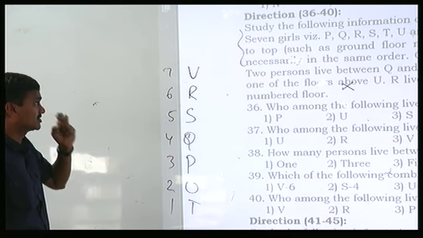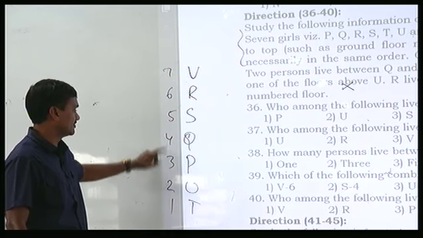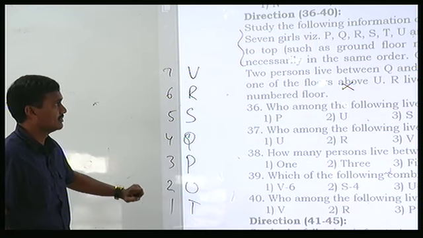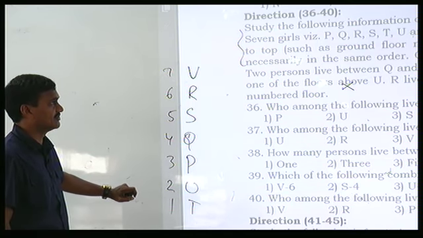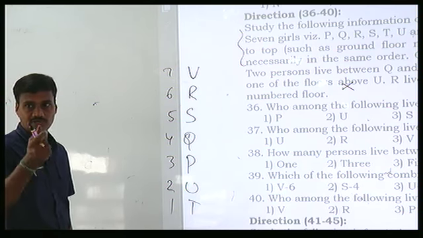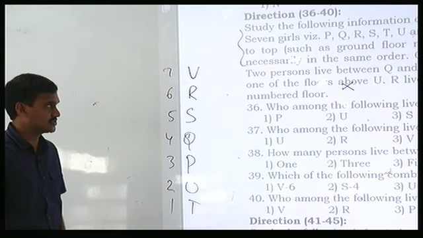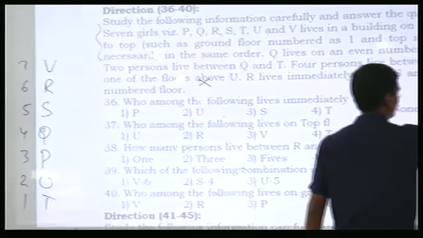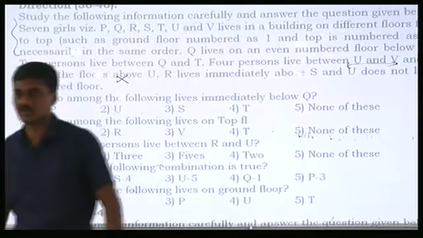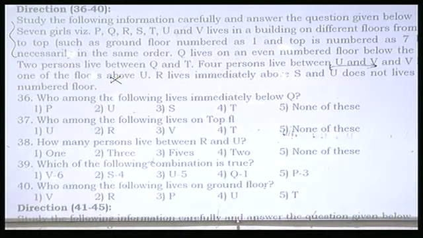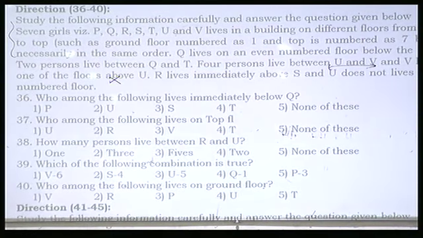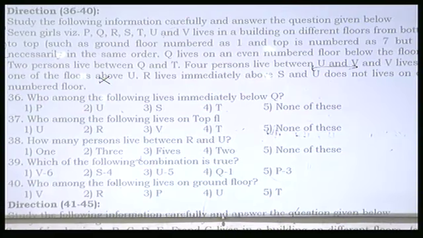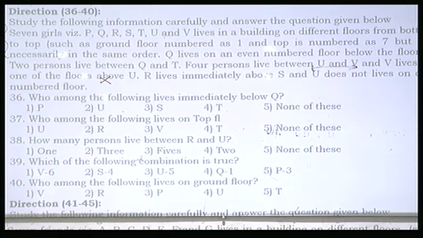Next, two persons in between Q and T. Then four persons live between U and V. This is very important information. We should always start with this information first. Most of the students left this one because they started with the two persons in between Q and T, which has many possibilities, hence they left it.